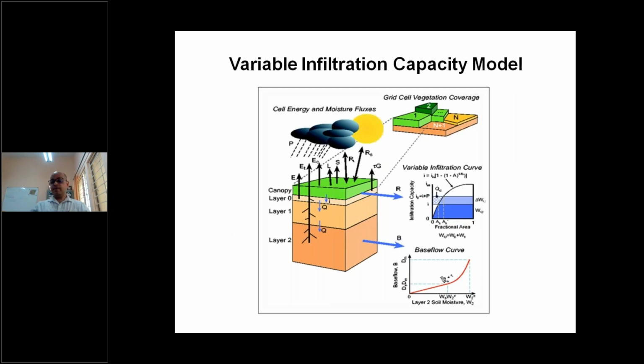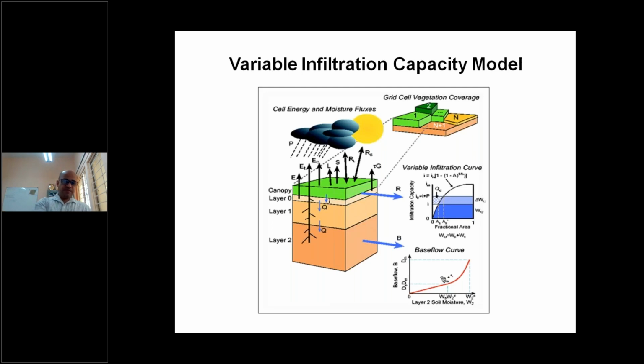Now the next model I'm interested in, because we have very little time, it's already 3:30, I will try to wind up as fast as possible because you are also interested in the demonstration. So the next model that we are talking about is the Variable Infiltration Capacity model.